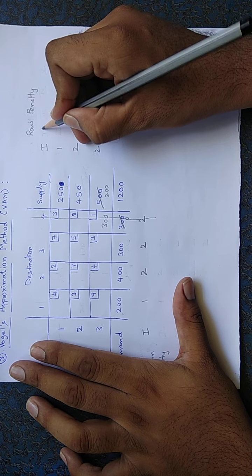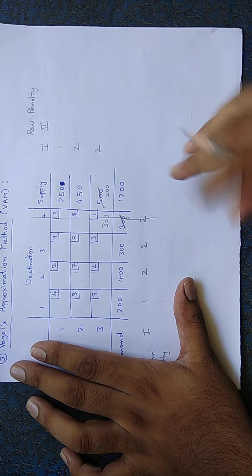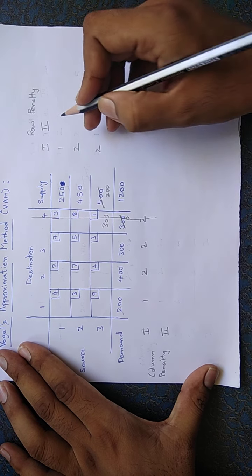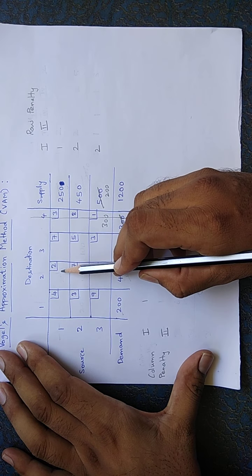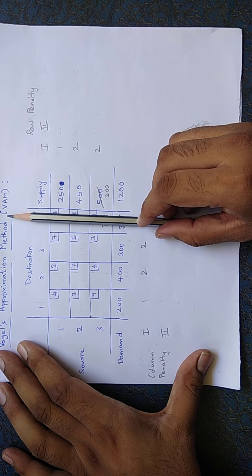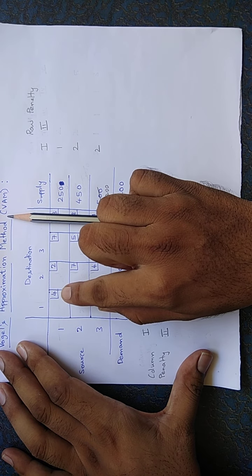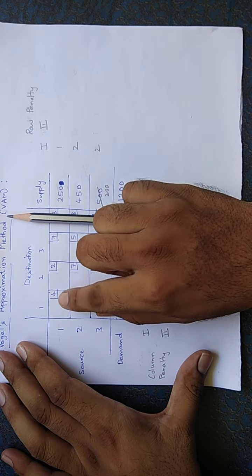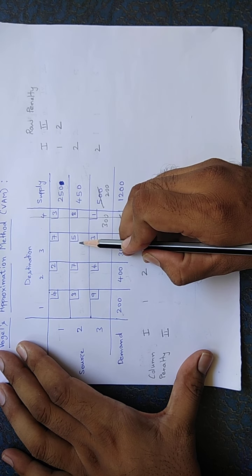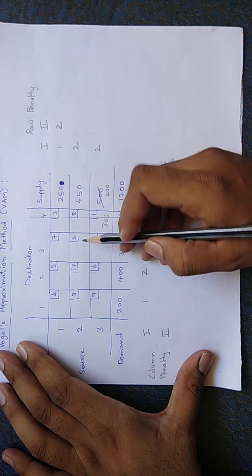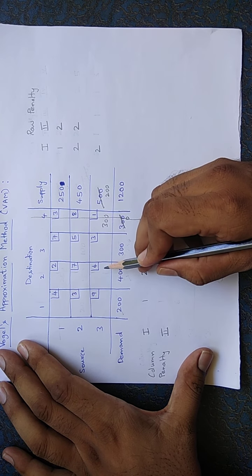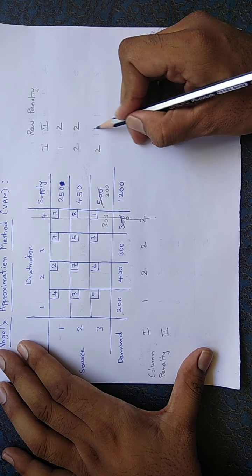Now we will go for the second penalty. After each allotment, we have to find out a new penalty again. Here we observe that the least two costs now, because this is gone, we can't consider this again. Now the least two costs are 4 and 2 among these three. So 4 minus 2 is 2. Then here it is 5 and 3. 5 minus 3 is 2. Then here it is 4 and 3. 4 minus 3 is 1.